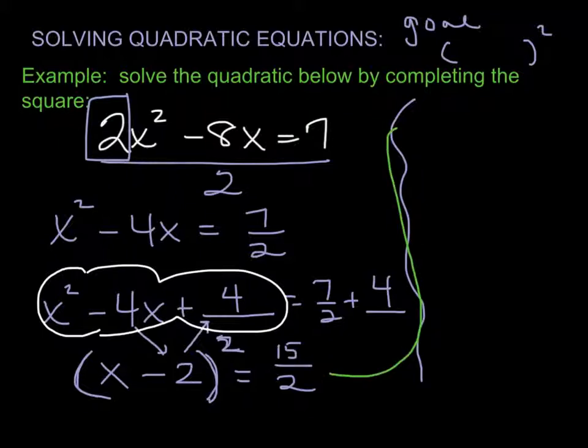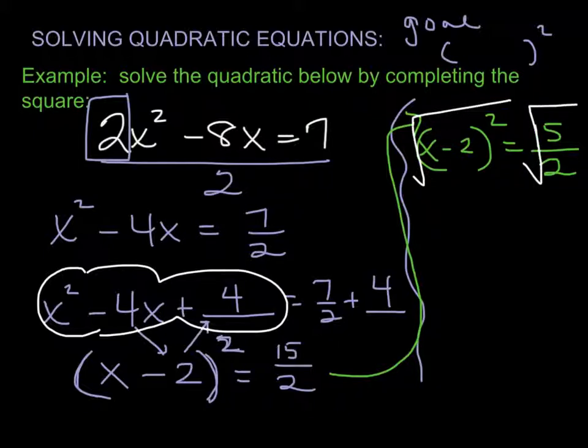So I'm going to come up here. Okay, I've got x minus 2 quantity squared. At this point, I'm done completing the square, and I'm going to solve it by using the square root property. If I have a quantity squared, I can square root both sides, but I want to make sure I use plus or minus so that I get both roots. So I end up getting x minus 2 equals plus or minus the square root of 15 over 2.